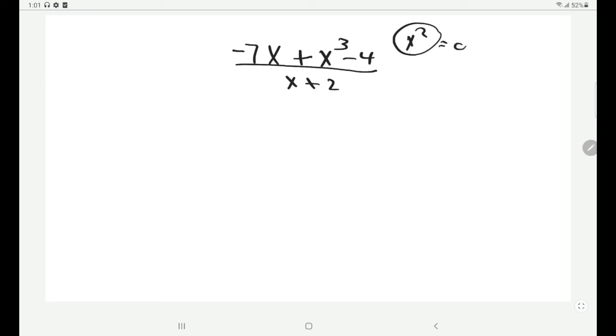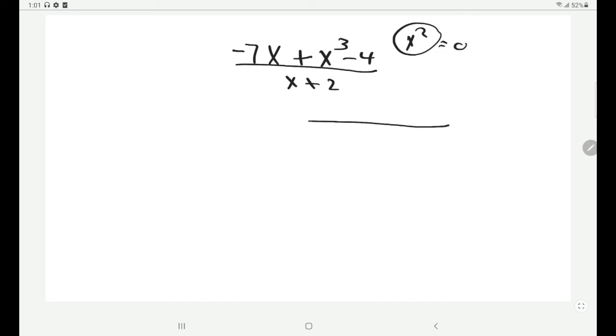Let's take another example where one of the terms does not exist and is also not arranged by power. Let's start. Negative 7x plus x cubed minus 4, divided by x plus 2. As you notice up here, we don't have x squared, so we're just going to have to replace it by 0 because it does not exist.